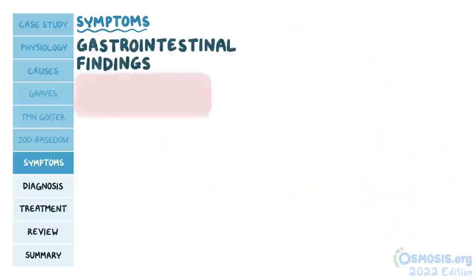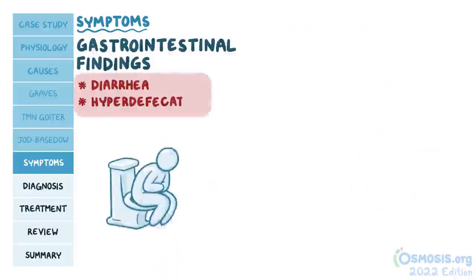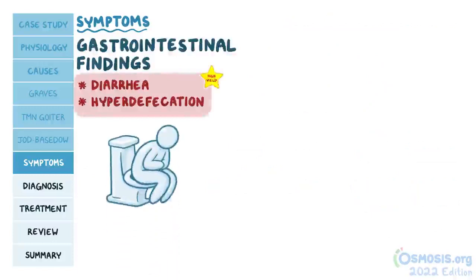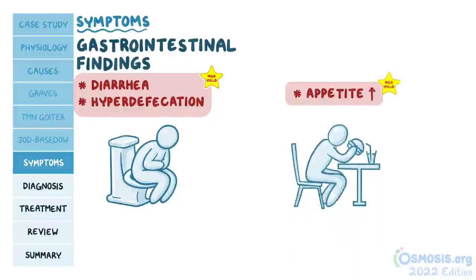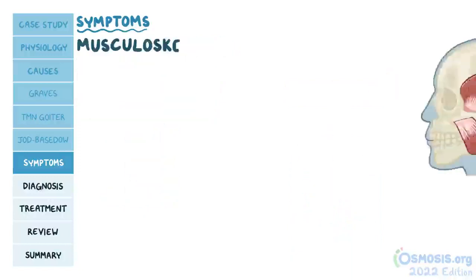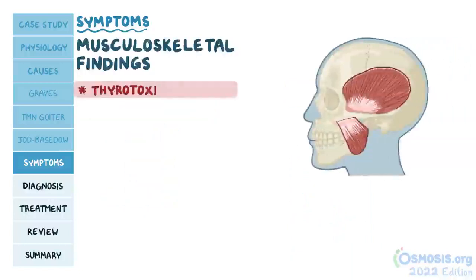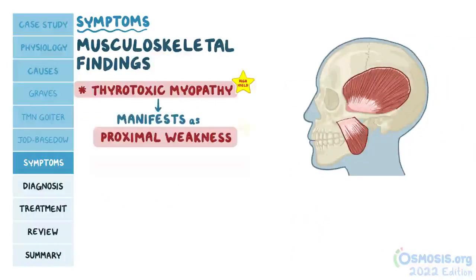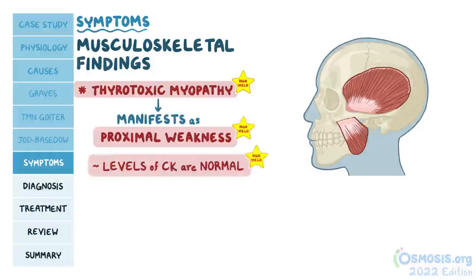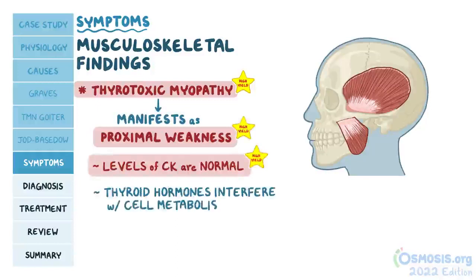Gastrointestinal findings include diarrhea and hyperdefecation due to increased gastrointestinal motility, and the appetite is increased. Musculoskeletal findings include thyrotoxic myopathy, which usually manifests as proximal weakness. But levels of CK are normal. This probably happens because thyroid hormones interfere with cell metabolism, including muscle cell metabolism.